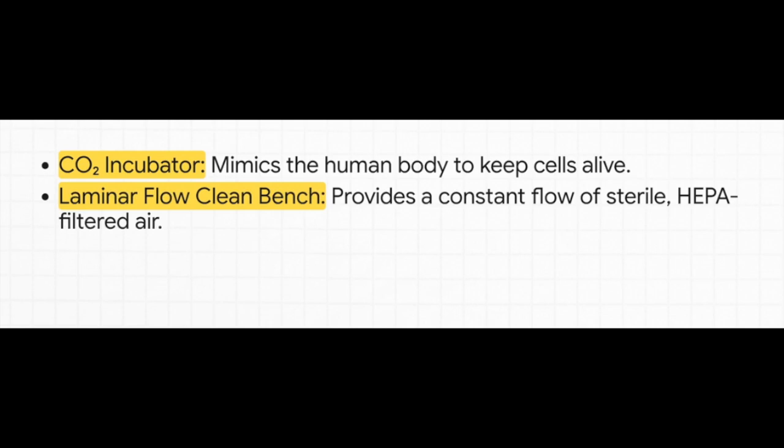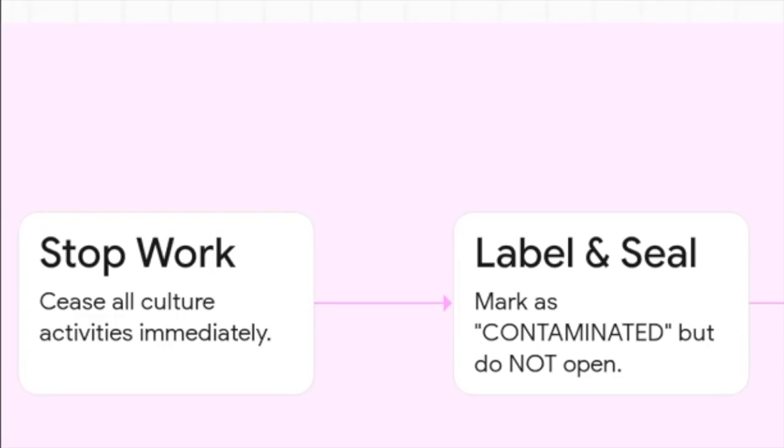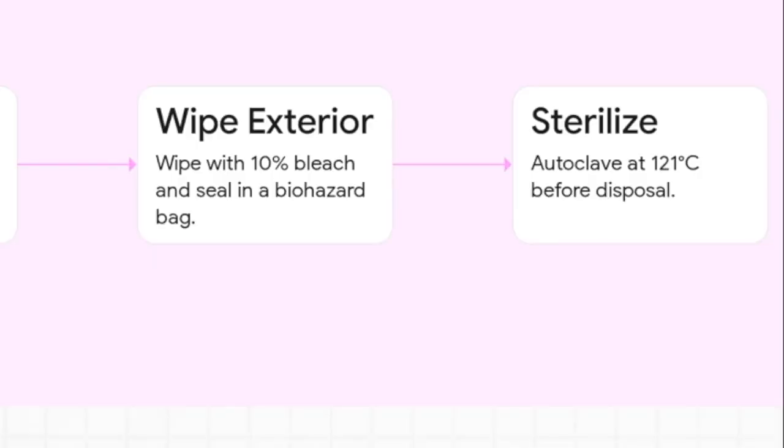So if you suspect or you see any of these contaminants, the first step is mission critical, and that's containment. The second a breach is spotted, everything stops. This step is all about making a bad situation not worse. You stop and you immediately label the contaminated flasks or dishes. Never open a contaminated flask inside the tissue culture hood. Wipe the outside with bleach, then send the sealed biohazard bag directly to be sterilized in an autoclave.